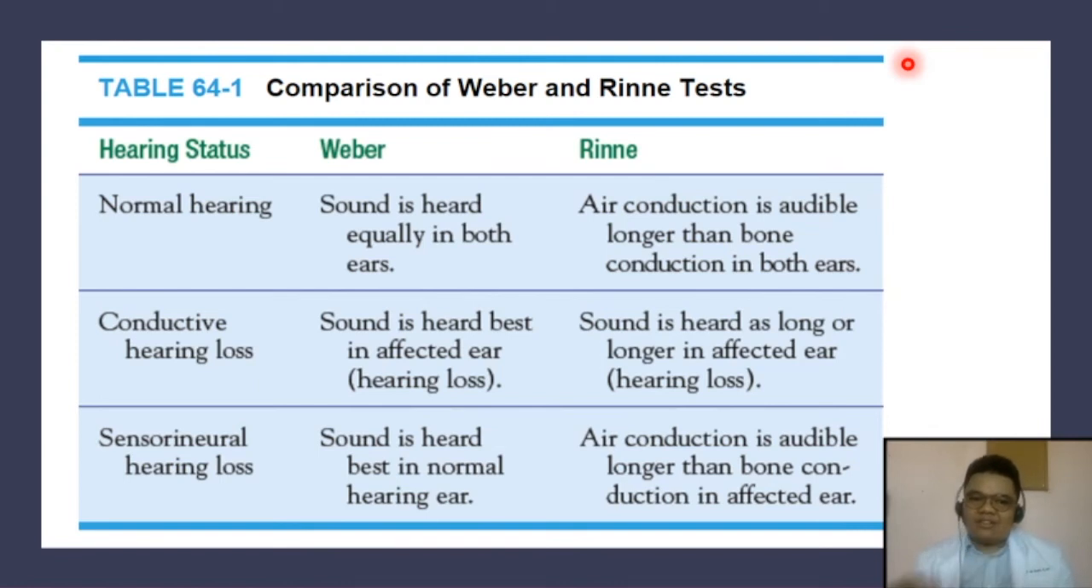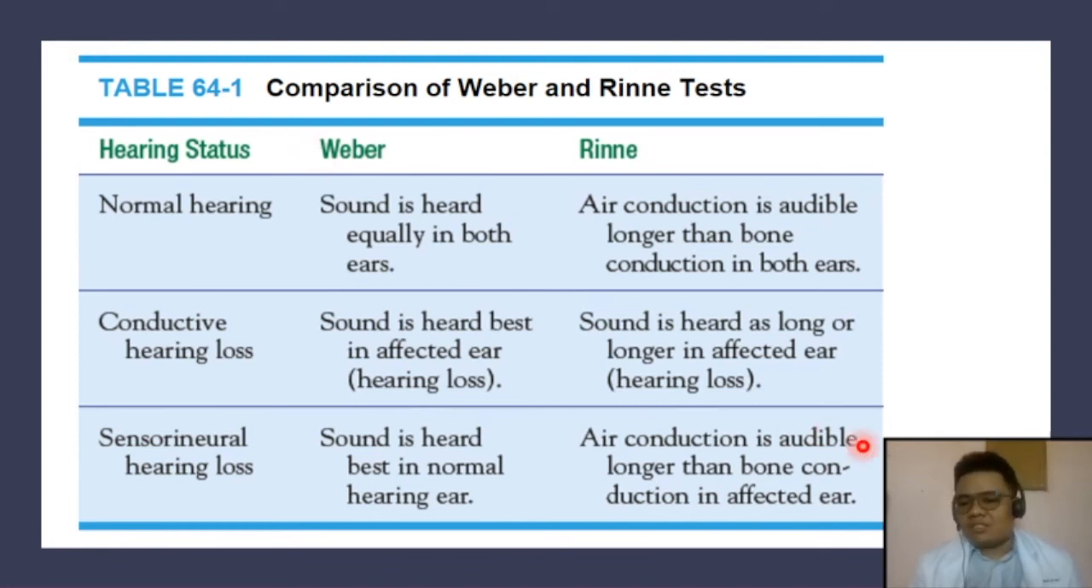Now on the Rinne test. Class, in the Rinne test, normally, air conduction is audible longer than your bone conduction. That's why the symbol AC is greater than BC, bone conduction. Whereas in conductive hearing loss, the sound is heard as long or longer than in the affected ear. In other words, the bone conduction is longer than your air conduction. Whereas in sensory neural hearing loss, it might be confusing, but the air conduction is audible longer than your bone conduction in the affected ear.